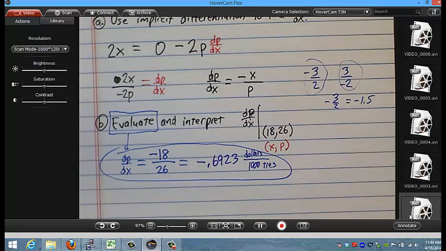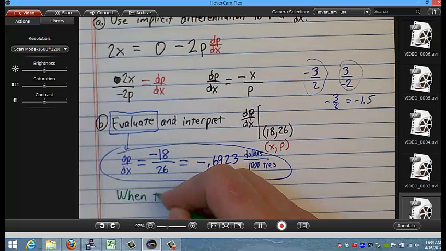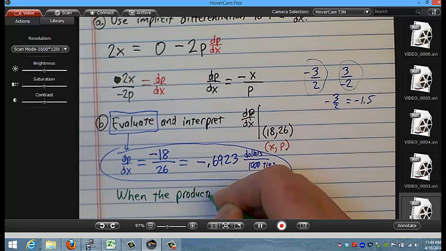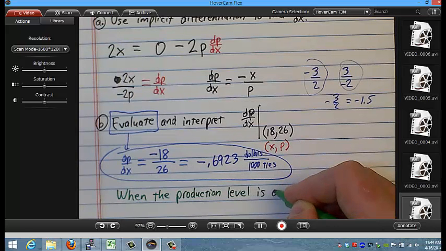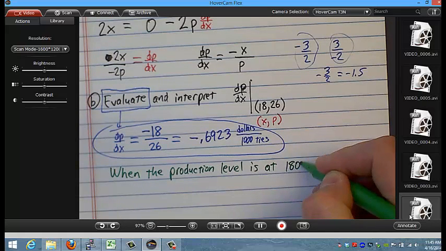So I'm going to say a few things here. I'm going to try to write it out the way I would want it written out. So, when the production level is at, and what should I say? 18,000 ties.